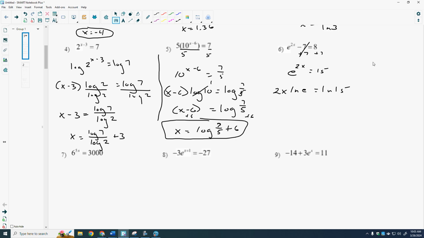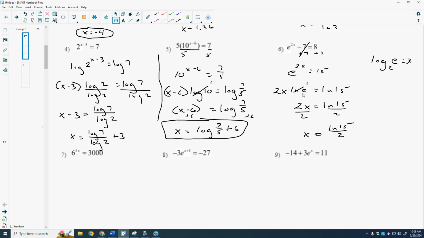ln of e, same question I asked earlier about the log. ln of e is log base e of e, which is asking e to what power is equal to e. Same answers over here. This base is 10, so the answer is 1. This base is e, so my answer is 1. So that goes away, and I get 2x equals the ln of 15. Divide by 2, and x equals ln of 15 divided by 2.